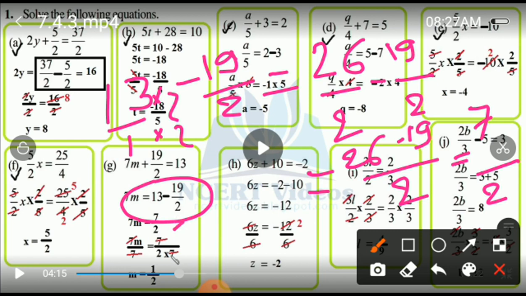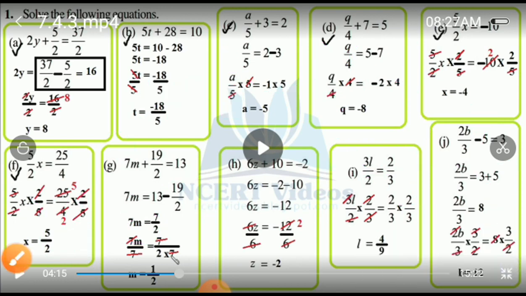Simplified is okay? Correct. Now I want to remove this 7m. From 7m I want to keep m and remove 7. So what will I do? I will divide by 7. When I divide by 7, I have to divide the right side also by 7. But I already had 7/2, so again 7 divided by 2 and divided by 7, that is multiplied by 1/7. So 7 cuts on both sides, and m equals 1/2 is the answer.